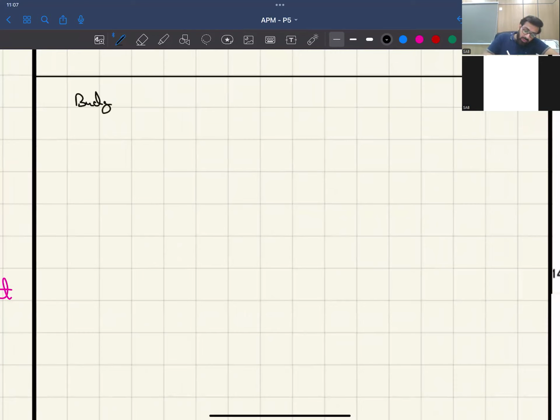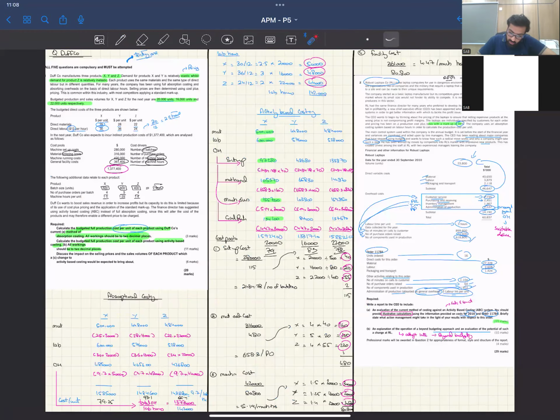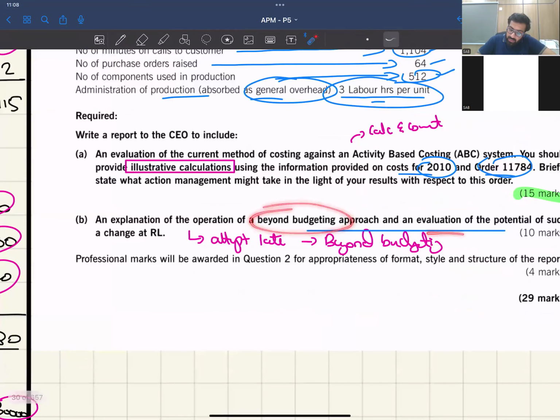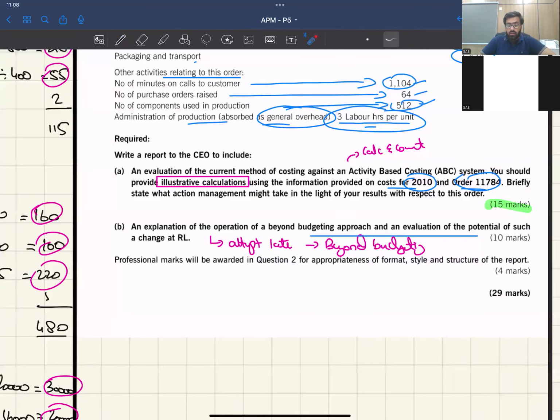In fact, in the last question of the past paper that we attempted, we realized that there were some extracts that tested beyond budgeting, right? In fact, I can show you here. Yeah, beyond budgeting approach and an evaluation of the potential of such a change at RL.